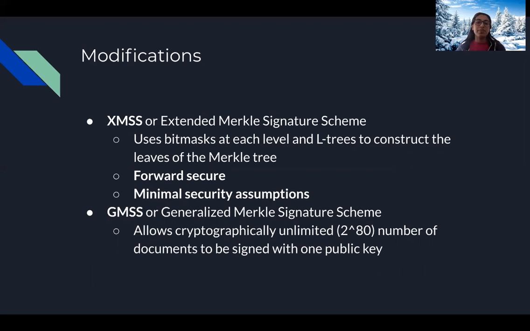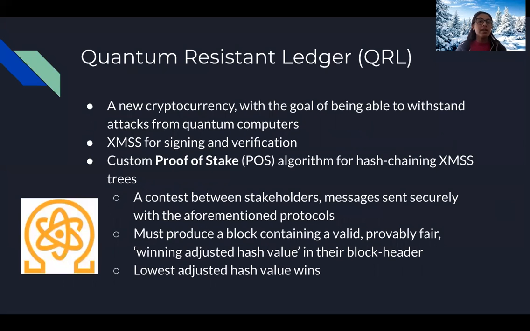GMSS is just kind of cool in that it allows an unlimited number of documents to be signed with the same public key. So the quantum resistant ledger. This is the one that's in use today. It is a new cryptocurrency. It is supposed to be future-proof and withstand attacks from quantum computers. It does use XMSS for signing and verification, which we've already proven is resistant to quantum computing attacks.